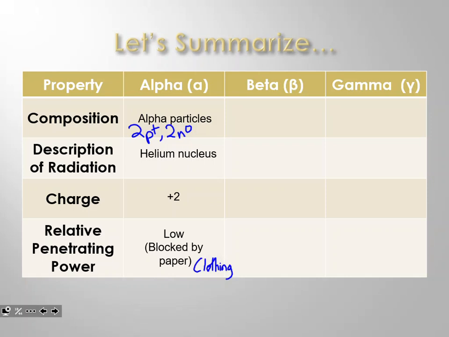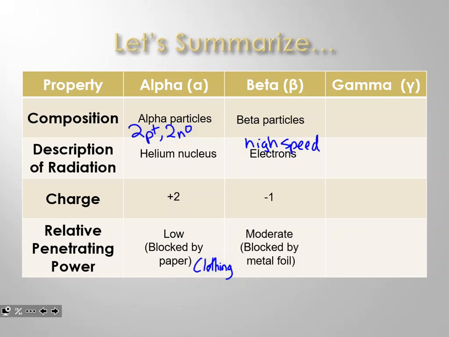Beta decay, beta particles, they are high-speed electrons. So I always like to note that too, that they are not regular speed, they are high-speed electrons. That's why they have a little bit more penetrating power. They have a little bit more energy than normal electrons. Have a -1 charge and moderate penetrating power. And you can also note here that it can be stopped by wood, blocks of wood.